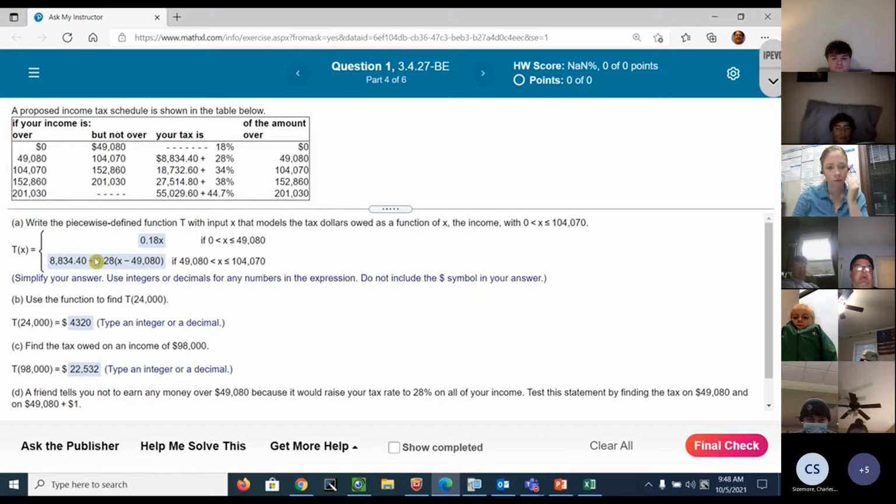Okay, so write the piecewise function t of x that models the tax dollars owed, tax from 0 to 104.